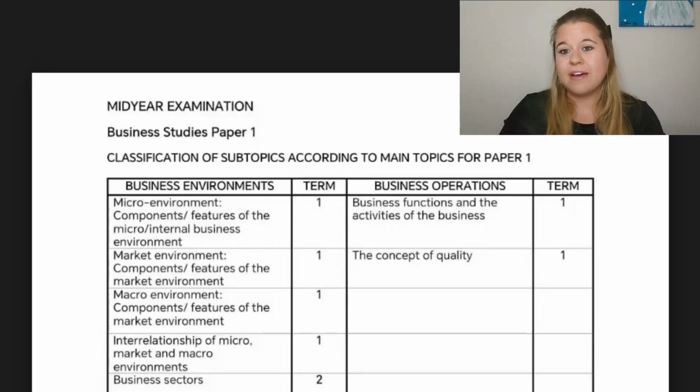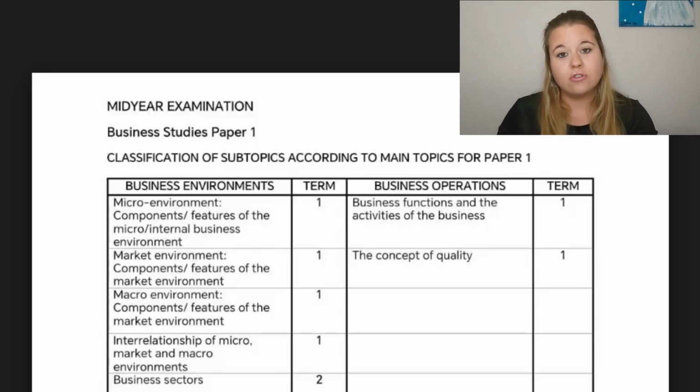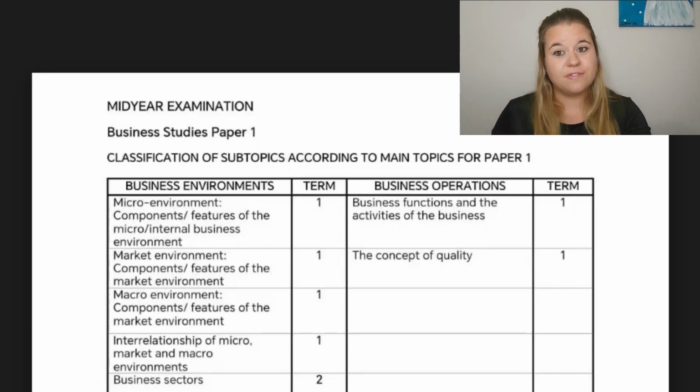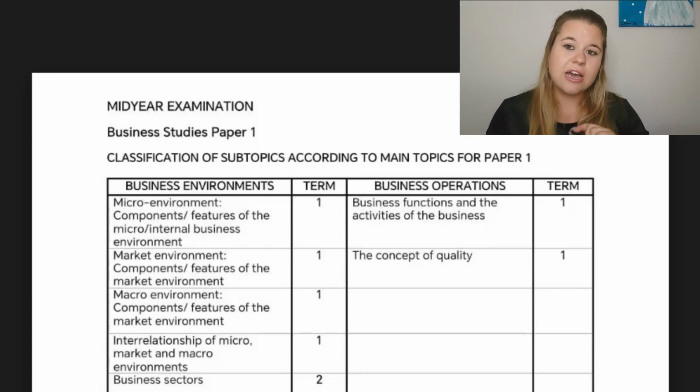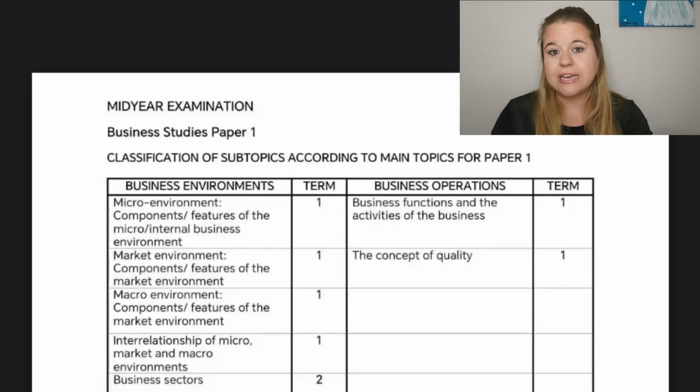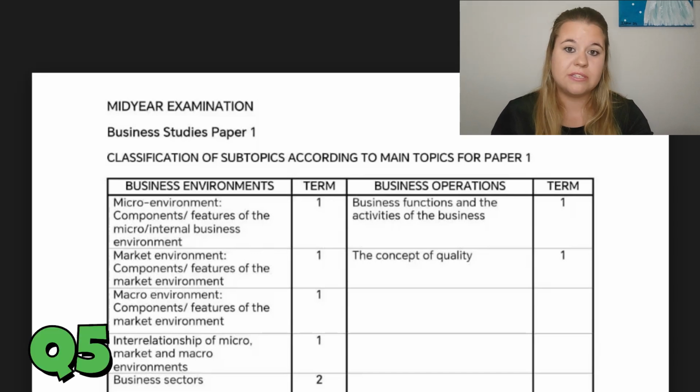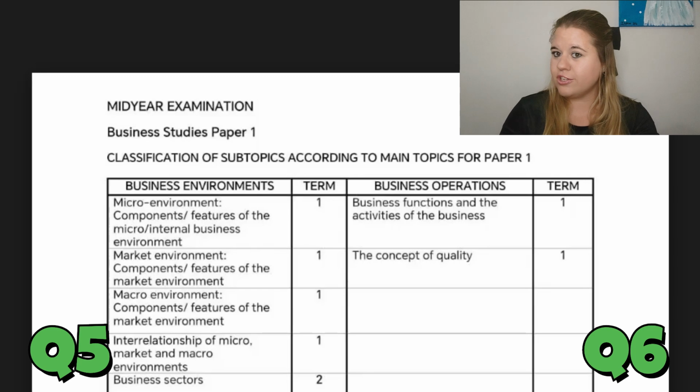I've put a link up above that you can go check for how to write a business studies essay. All right, so we have question 5 and 6. 2 questions, you only need to do 1. So how does it work? The first essay, question 5, will be about business environments. And then question 6 will be business operations.